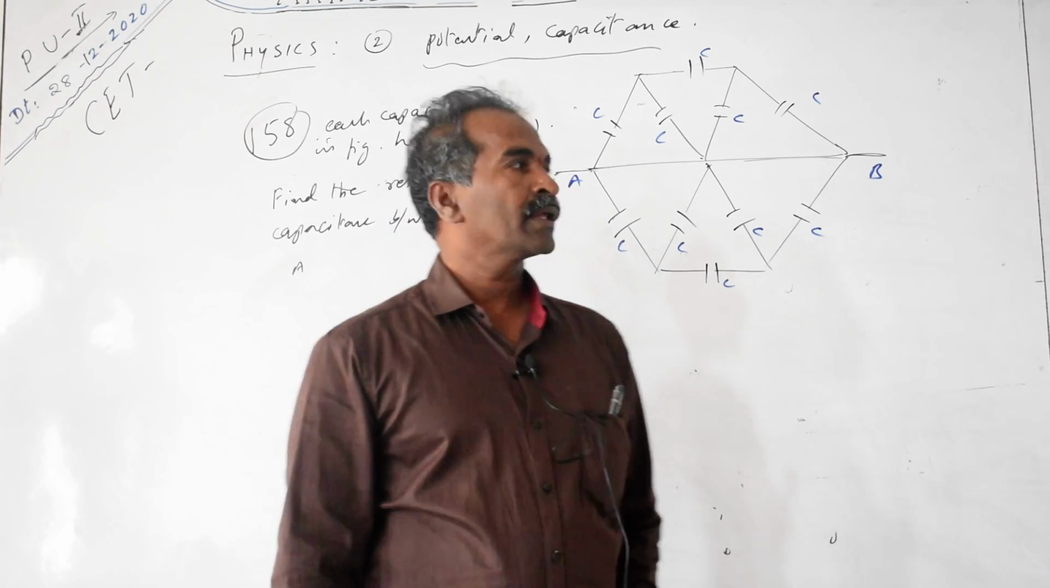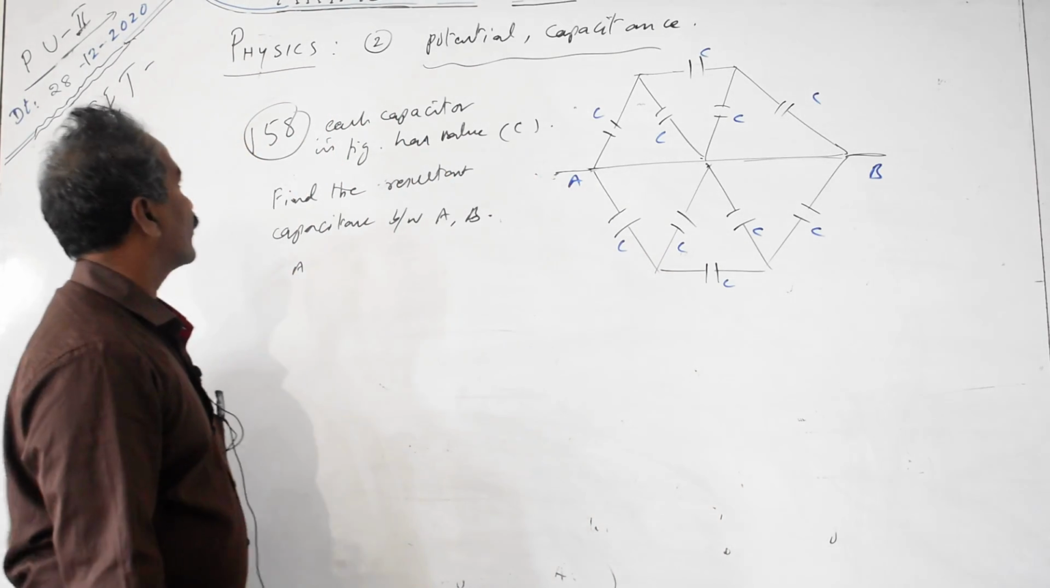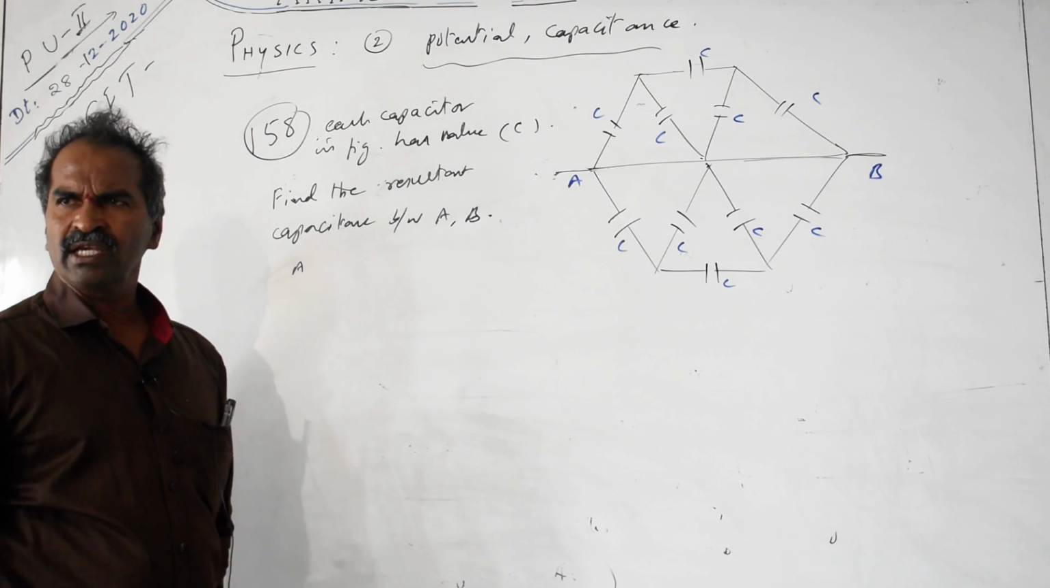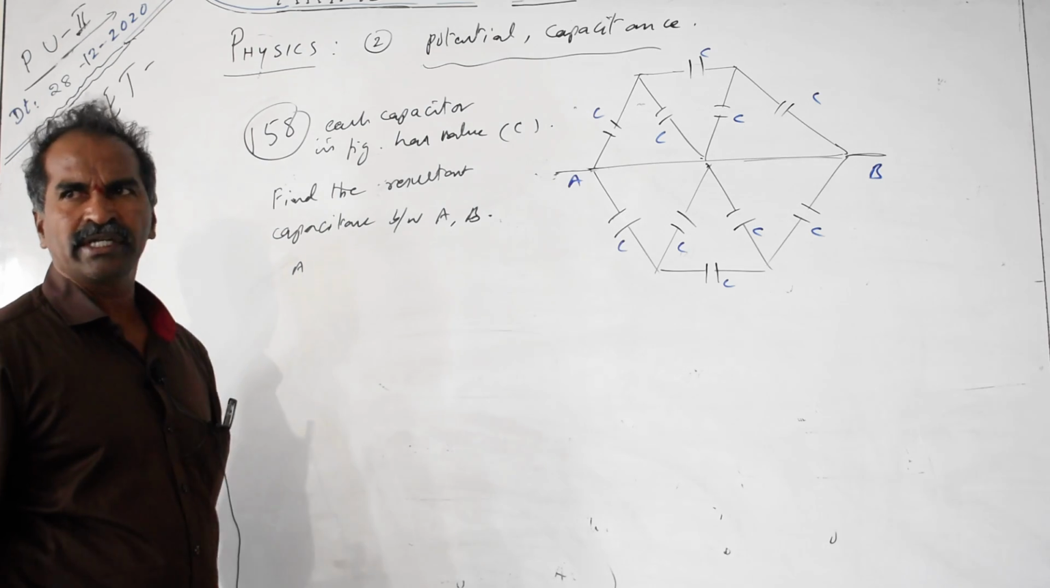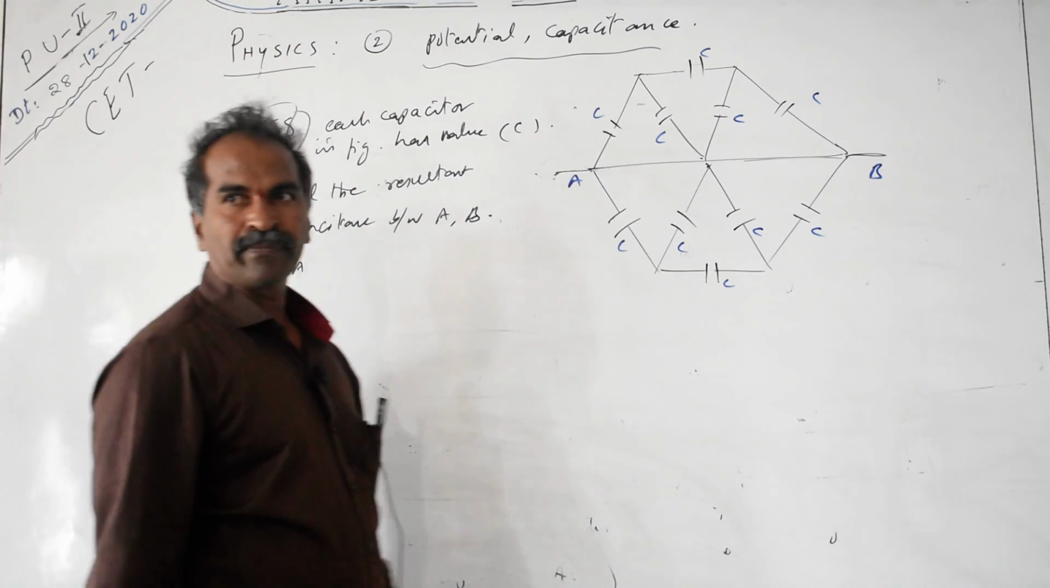Good morning, students. In the CET problems, we stopped at 150 something, 156 I think, 157. Hint is there, you go through that. All remaining problems also have hints given. I just explained some of them.